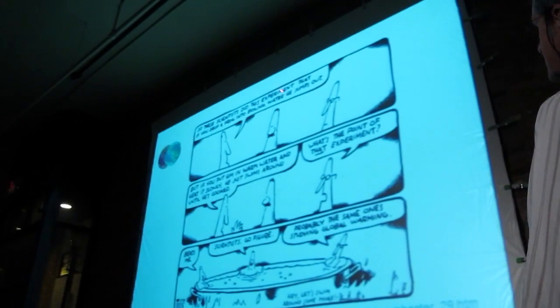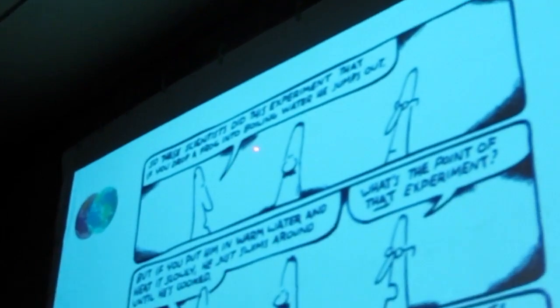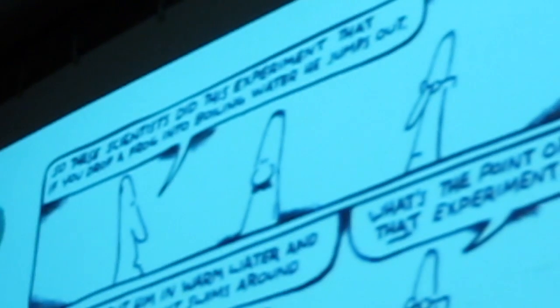So these scientists did this experiment: if you drop the frog into boiling water, he jumps right out. But if you put him in warm water and heat it slowly, the frog just swims around until he's cooked. What's the point of that experiment? Beats me. Scientists, go figure. Probably the same ones studying global warming.